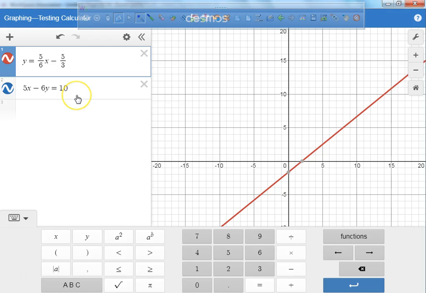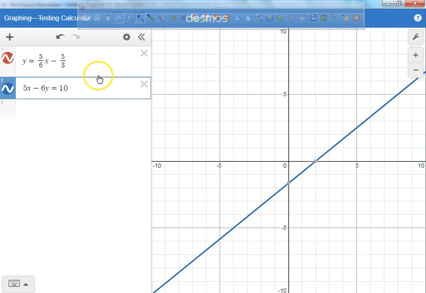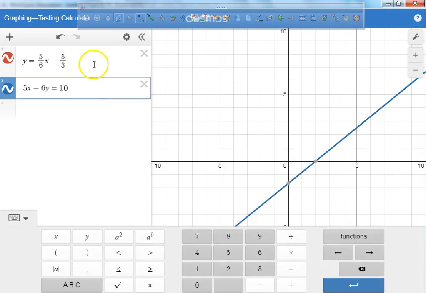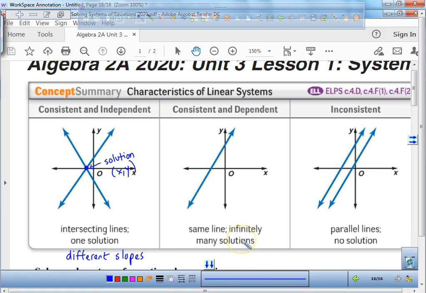Now this form is not slope-intercept form. This is called standard form. We're going to get into that more today. Okay, that's standard form. But what do you notice about the red and the blue lines? Even though the equations don't look the same, what do you notice about them? They're the same line. So what does this mean? This is the scenario that would be called what? Infinitely many solutions. It's the same line. So they're literally touching here and here and here and here, and I keep going, but that would be going forever.